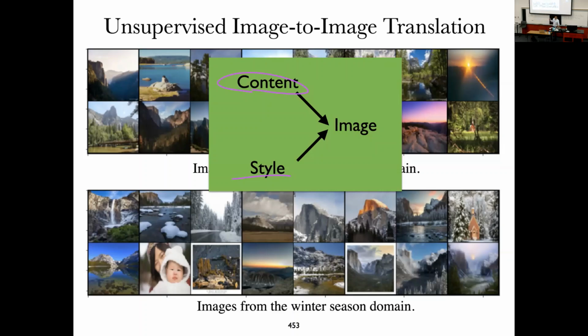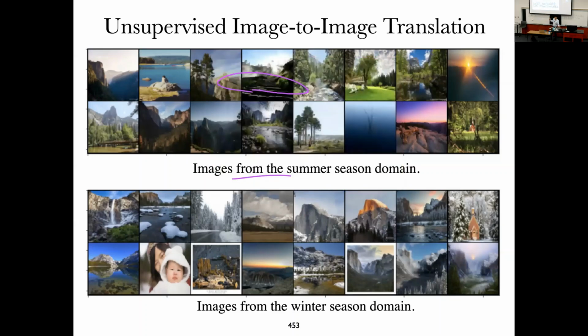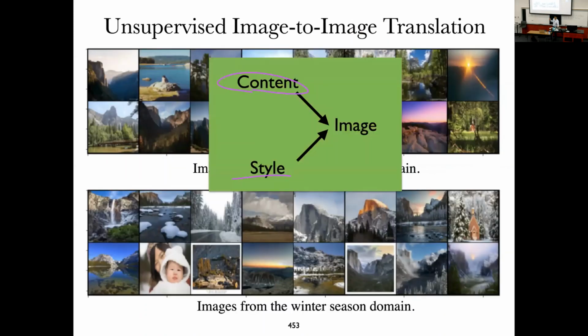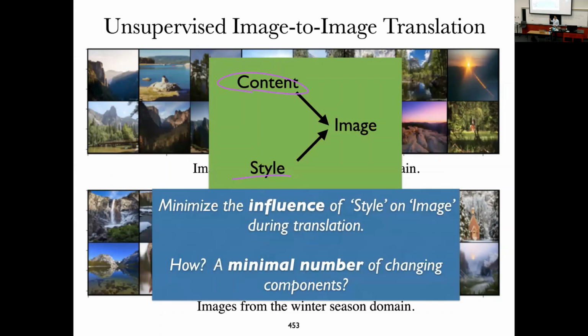That's why this one is related to the previous framework. You try to use as few changing components as possible to understand all domains, so that I can reproduce the distribution across domains. At the same time, I use a very small number of changing components.